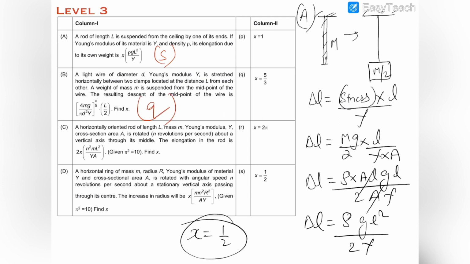Okay, now in the third part you can see that there is a horizontal rod of length L and mass m and Young's modulus gamma. It has a cross-section area of A and it is rotated with n revolutions per second about the vertical axis which is passing through its middle. So we have to find out the elongation in the rod.